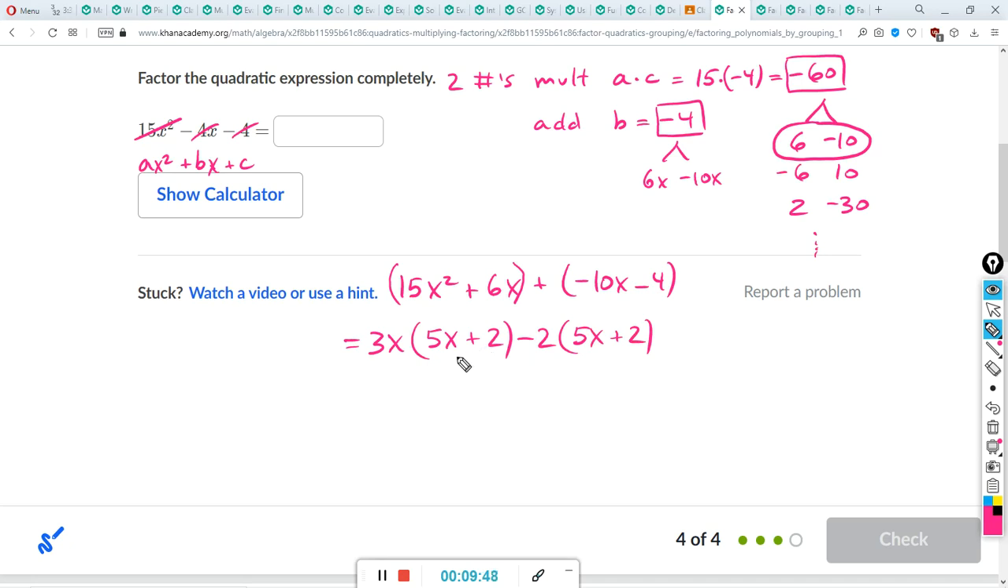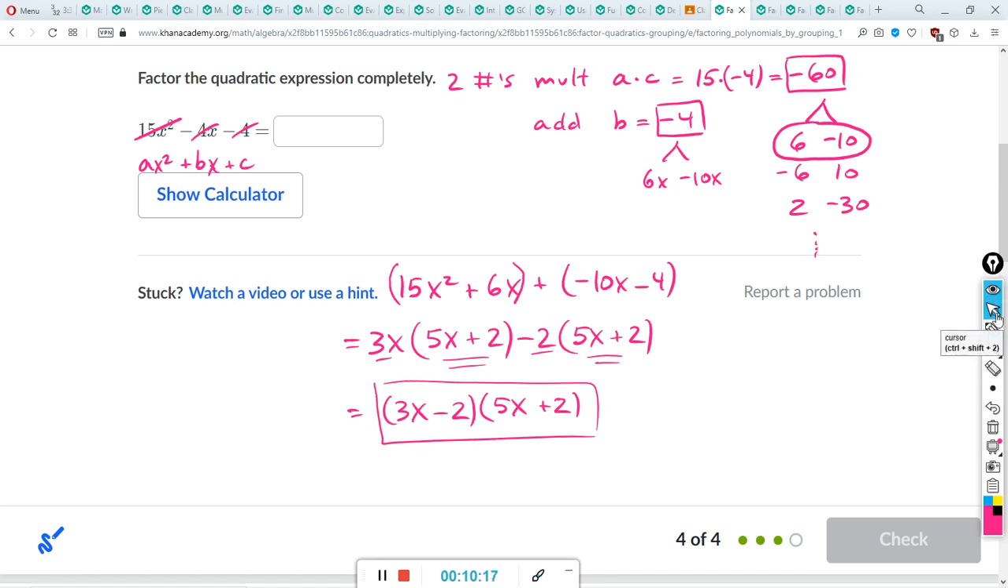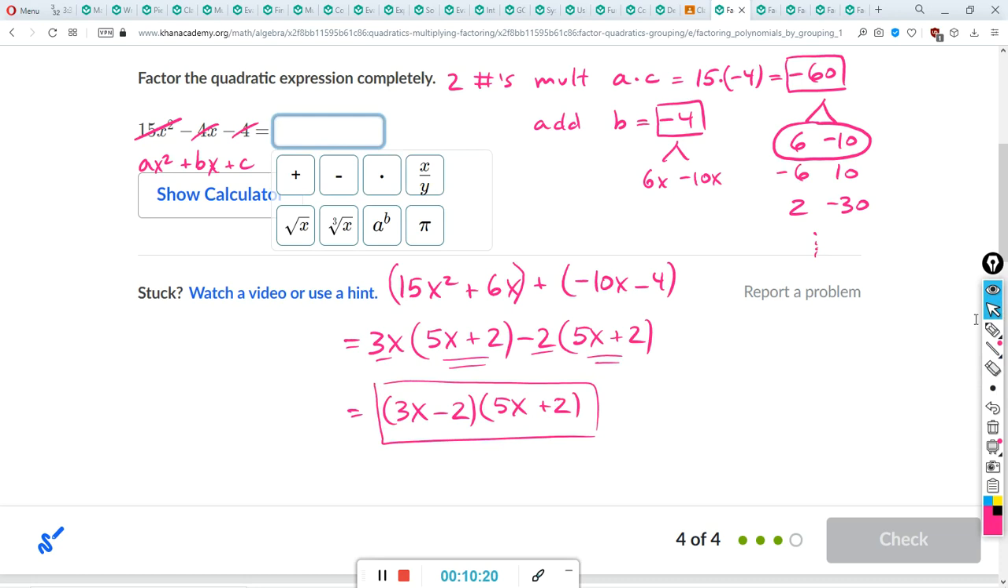Alright, so notice our parentheses match. So we have 3x minus 2. And each of those is multiplied by 5x plus 2. So that's it. Right in the box. 3x minus 2. Hit the right arrow key, new parentheses, 5x plus 2.